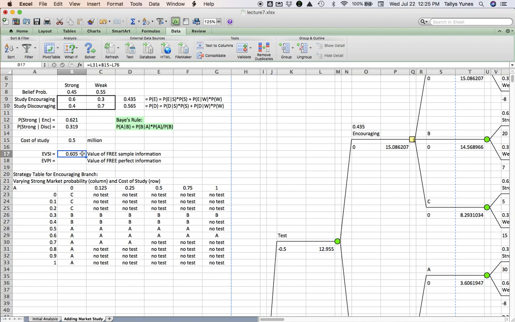So as long as this test costs you less than this, this specific test with the power of prediction that it has, it makes mistakes as we saw in the other video. This particular test with its power of prediction is worth to you, in expectation, $605,000. So this is called the EVSI, the expected value of sample information. How much better the test makes you from your base case if the test were free.